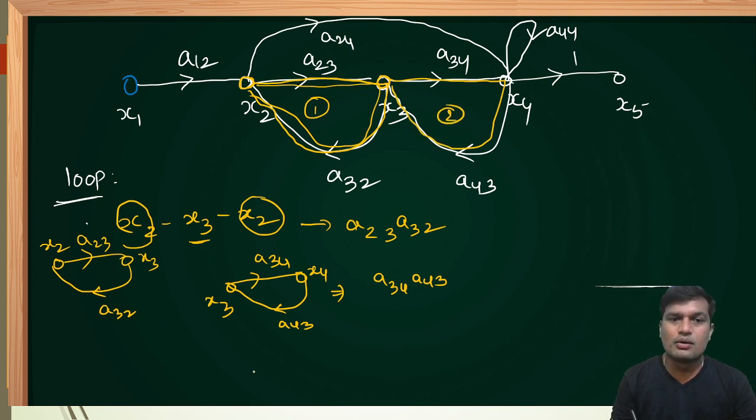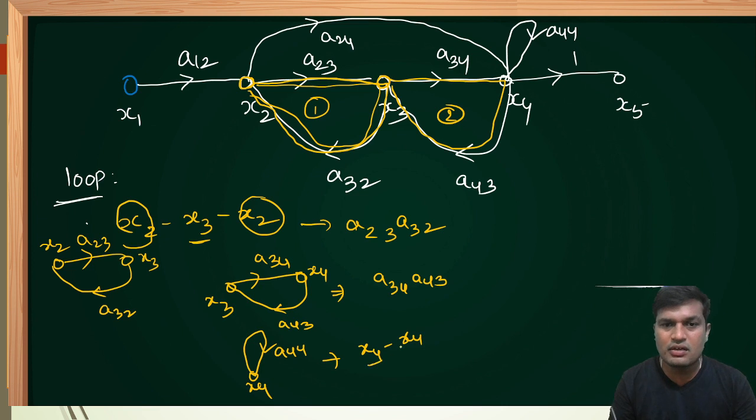And what is the third loop? Self loop. That is A44. It starts at x4 and ends also at x4. The starting node and ending node are the same, but if there is no node internally, that is called a self loop. This is the third loop. Okay. Is there another loop? Yes, there is one more loop.